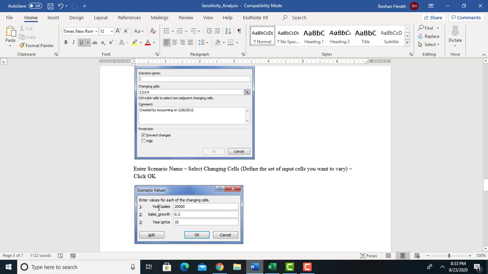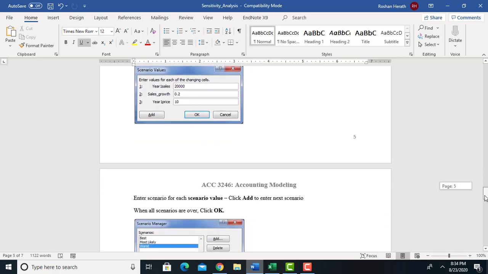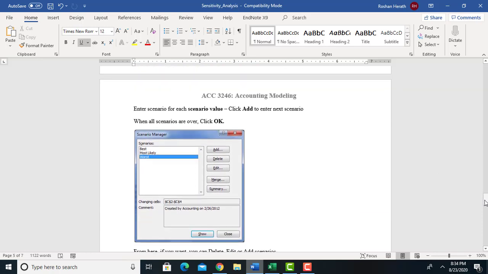If you give names for the cells, especially the input cells, then those names appear. Earlier you have learned the range name. Now it's an instance where you may benefit from that. So use the range name, especially for these changing cells.